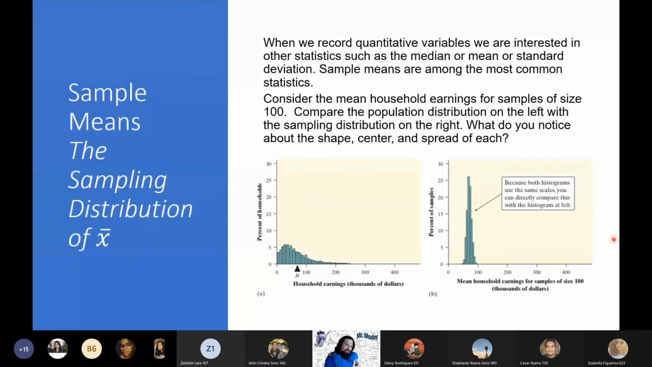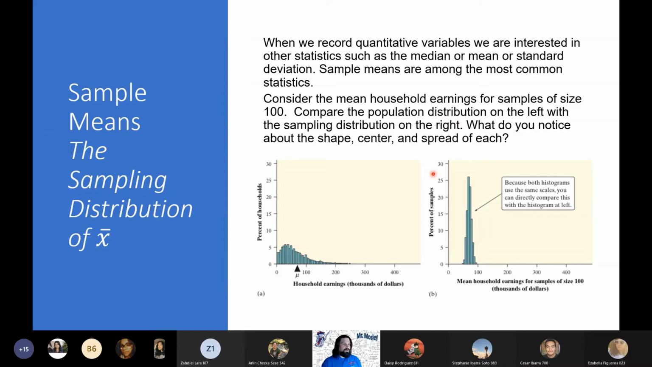And we're moving to sample means. When we record quantitative variables, we are interested in other statistics such as the median or mean or standard deviation. Sample means are among the most common statistics. Consider the mean household earnings for samples of size 100.